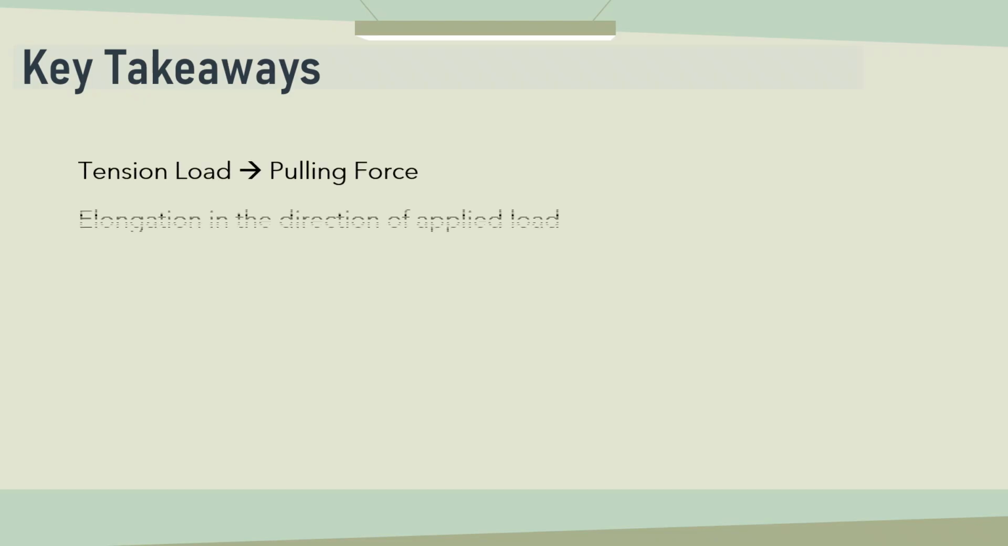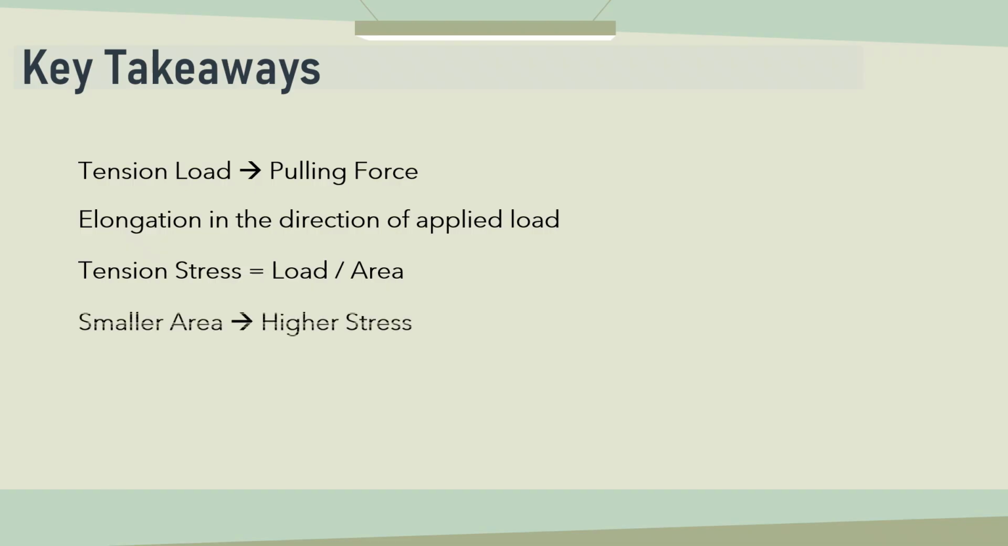Let us summarize the key takeaways from this video. Tension load is a pulling load acting on a body. It causes elongation of the material. Tensile stress is equal to load divided by area. For the same load, a smaller cross-sectional area results in higher tensile stress. In the next video, we will study compression load and compressive stress.